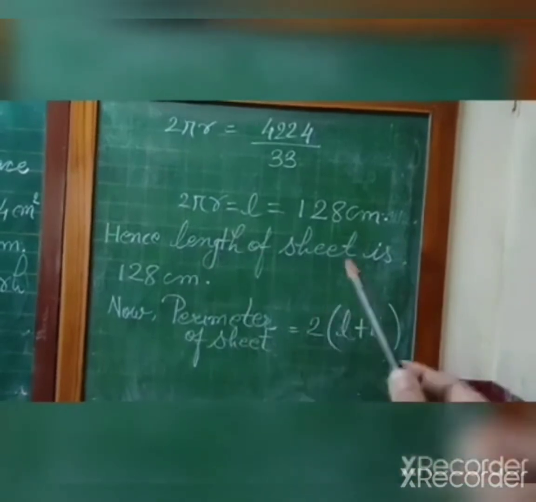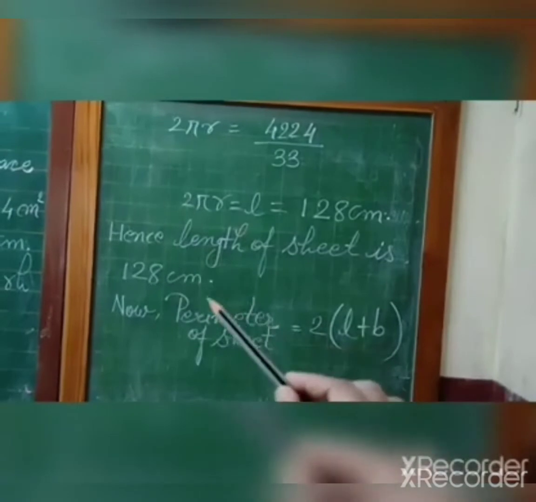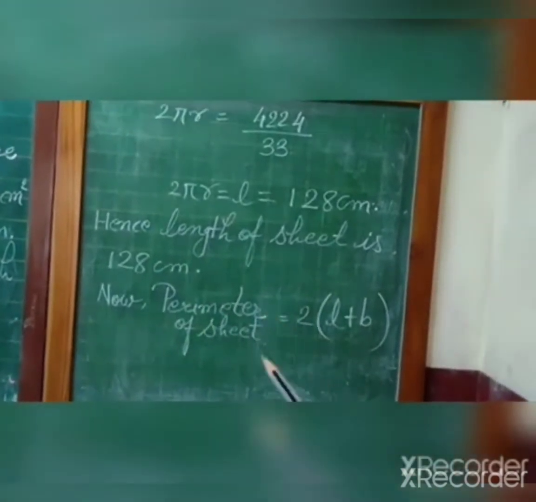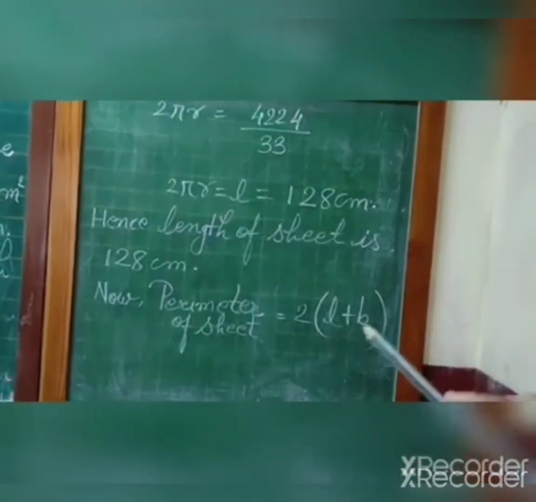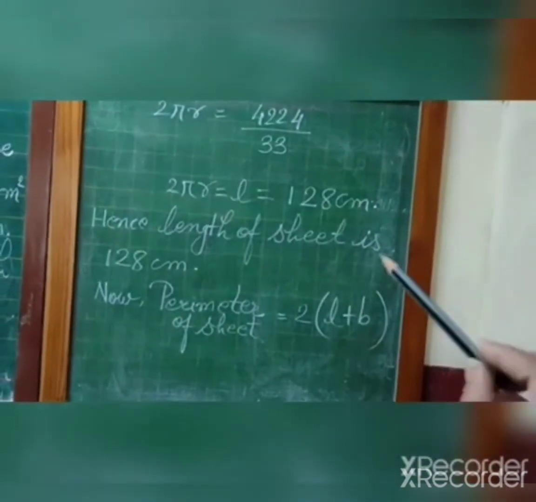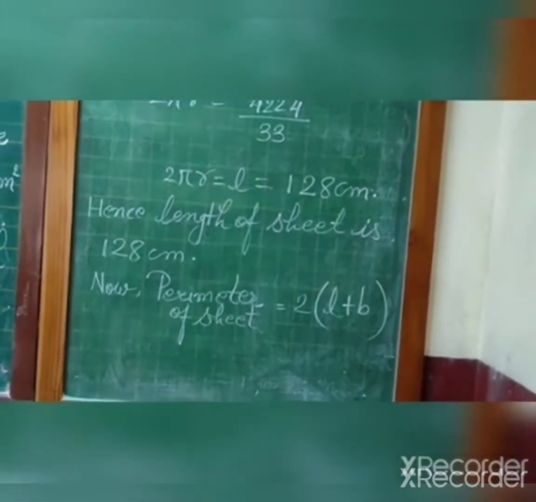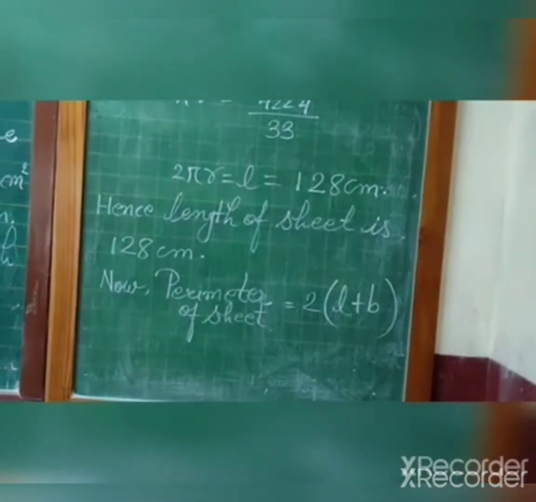Hence the length of the rectangular sheet you will write here is 128 centimeter. Now the perimeter of the rectangular sheet is equal to 2 in the bracket L plus B. In place of L you will write 128 and in place of breadth you will write 33. Then calculate, you will get the perimeter of the rectangular sheet.